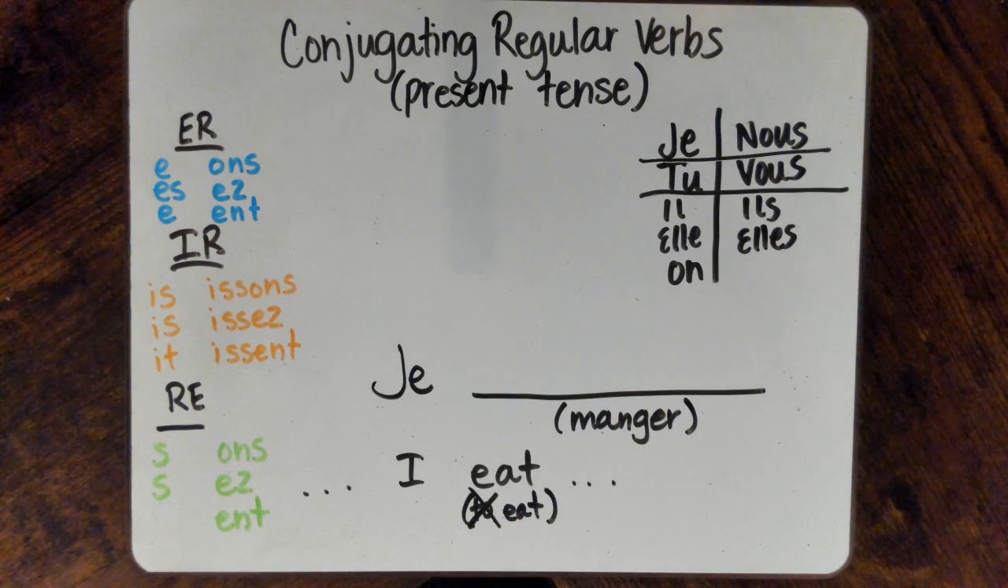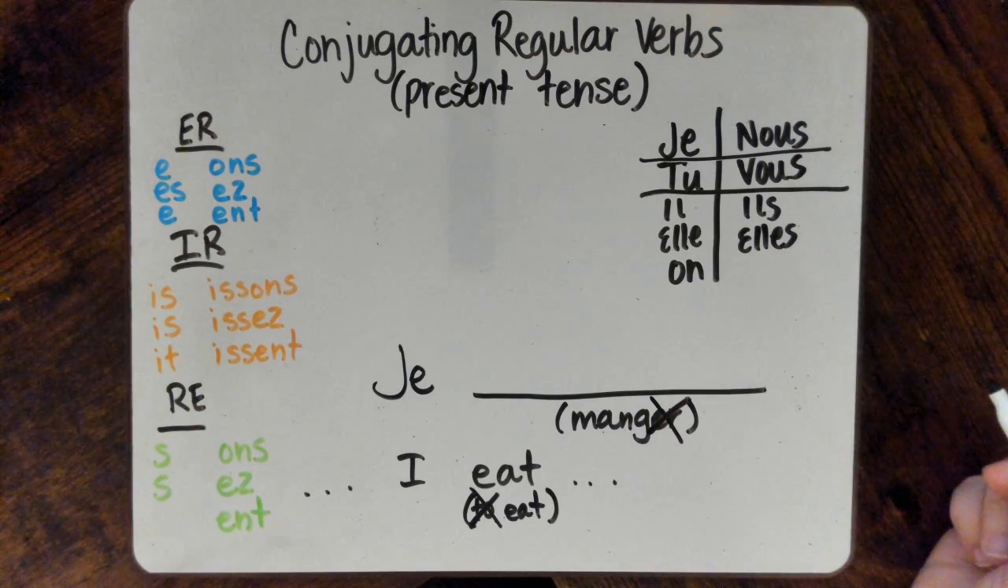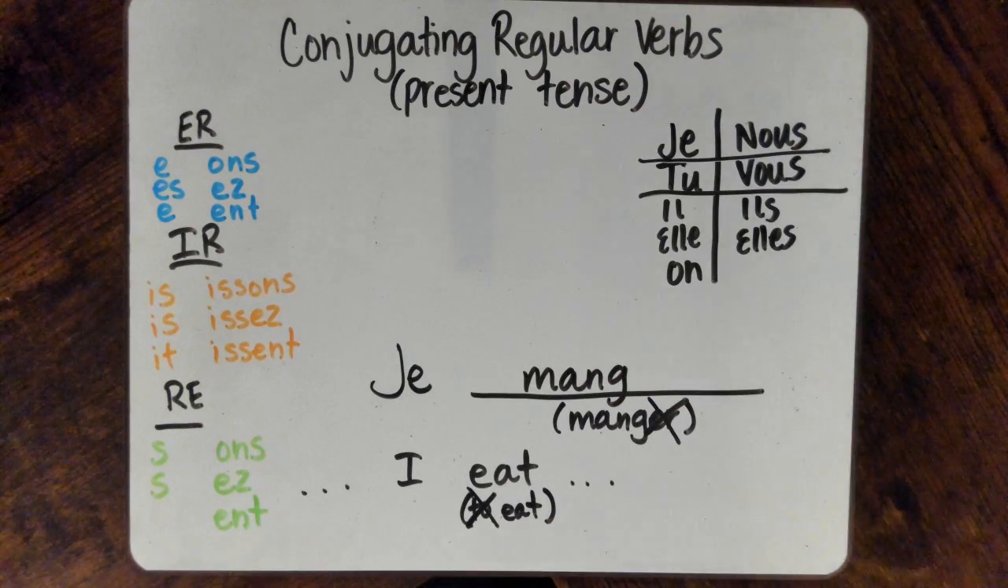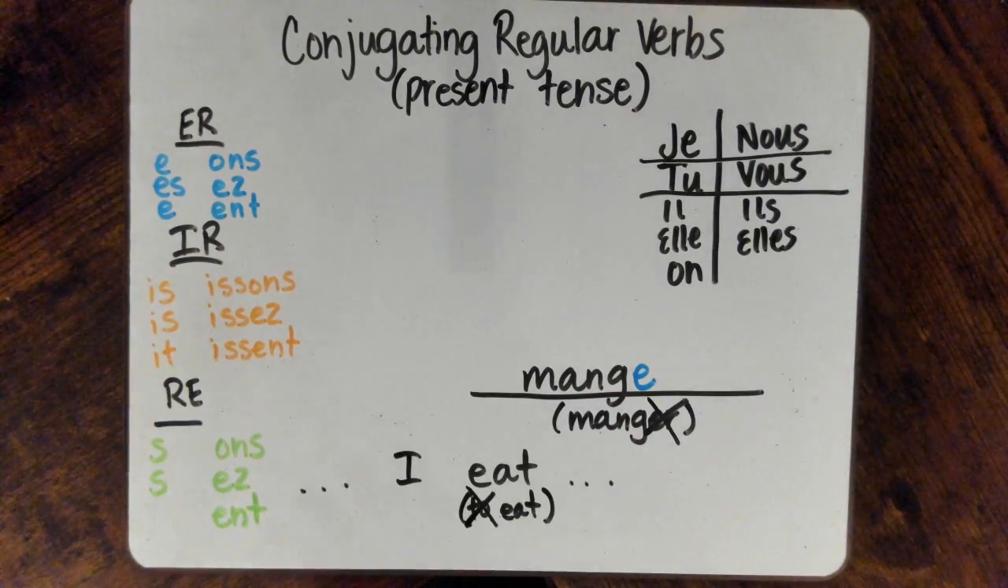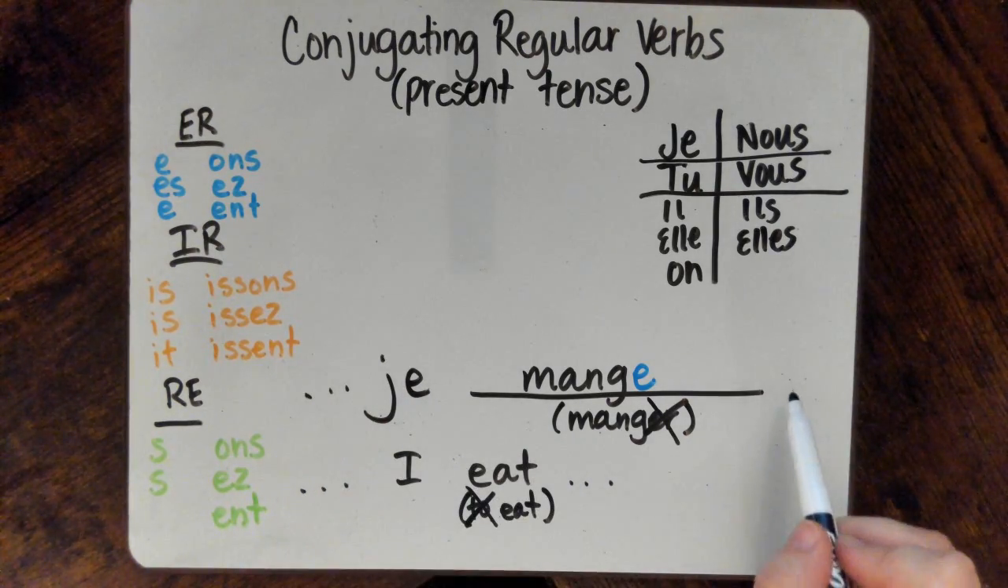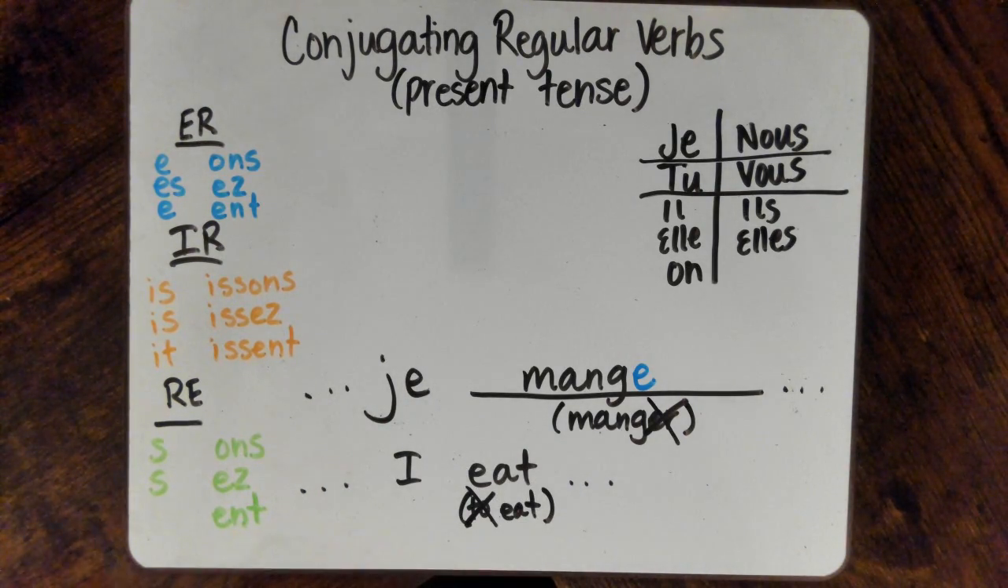So now we need to conjugate it so that it matches je. So to conjugate, you take off the ER. That's your stem. And then the ending is from the ending chart over here. So je mange. And actually, if we were using this in a sentence, truly saying, on Christmas I eat, then this would be a lowercase j, because it would be in the middle of a sentence. But at this point, we're not really concerned about that. We're just trying to get the right form of the verb.